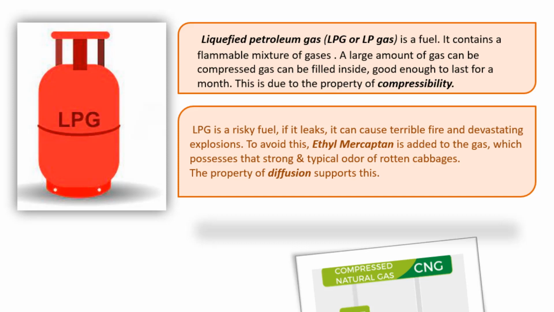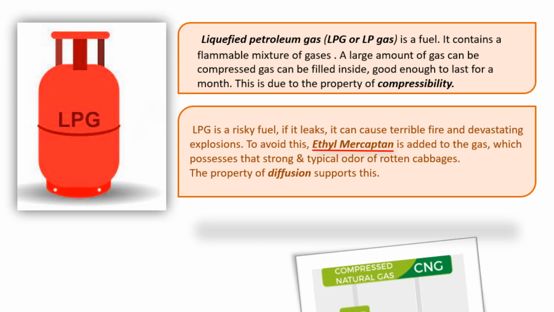Now, regarding LPG, LPG is a very risky fuel. And why do I say it risky? Because it can lead to terrible fire in the house or in the building if it is not carefully handled. So, to avoid this kind of explosion and fire, there is a chemical which is added in the liquefied petroleum gas. The smell of the gas is very typical. It has the smell of rotten cabbages. The name of the chemical is ethyl mercaptan.